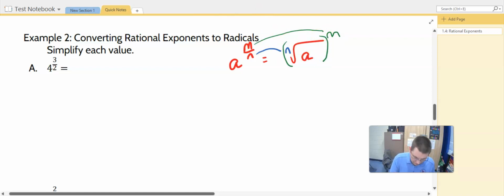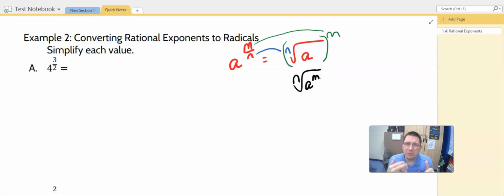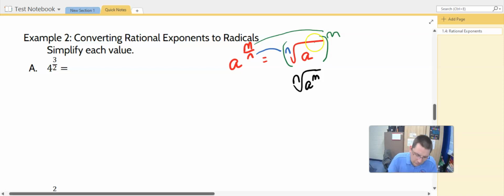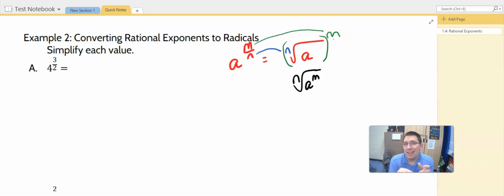Now, you might also see it written with the power inside. So the nth root of a with the power inside, the nth root of a to the m. That is another way to write it. But for these type of problems, we're going to want to have that power on the outside, because we're going to want to simplify the radical part first, which will typically give us a smaller number, and then raise it to the power that is requested.